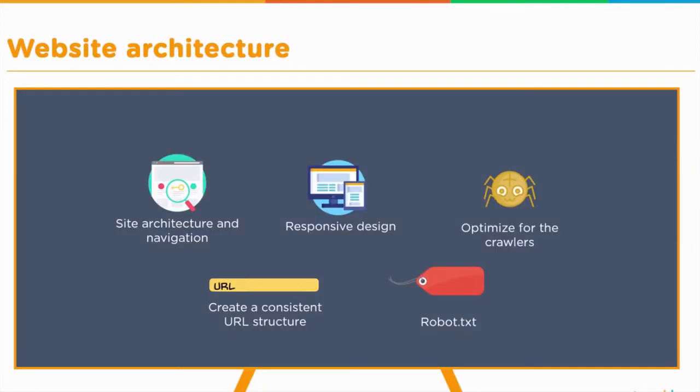We want to take into account the site architecture and navigation. We want to take into account the URL. Remember, we talked about URL structure and on-page SEO. The rule of thumb is if you can read it, the search engines will read it. So we want to keep it clear, concise, and relevant to the content of that page.